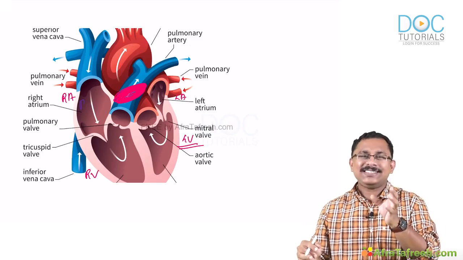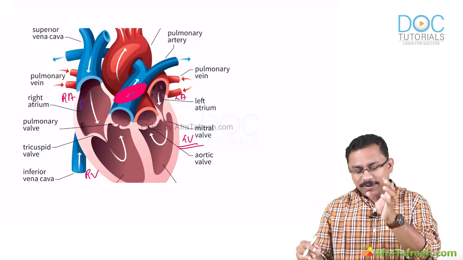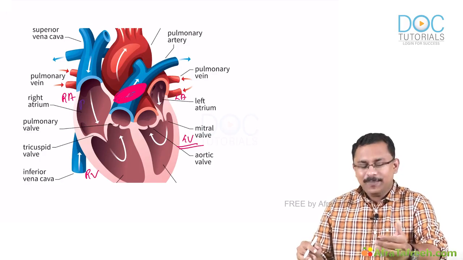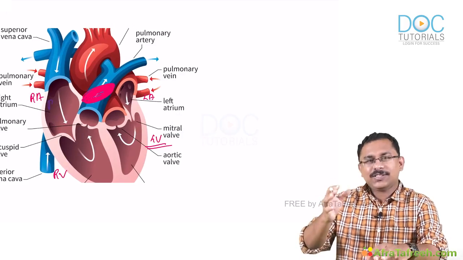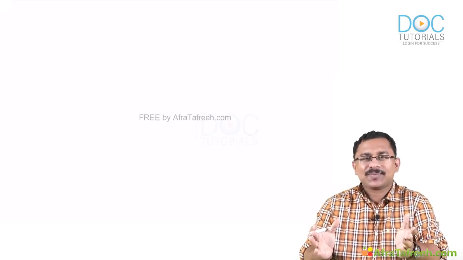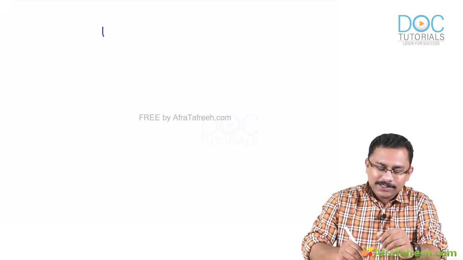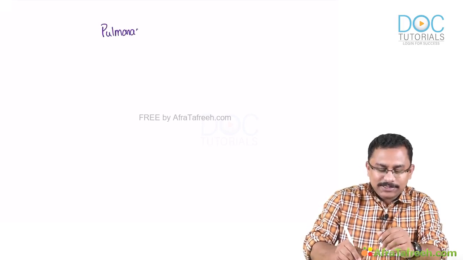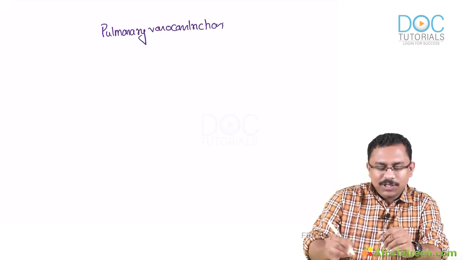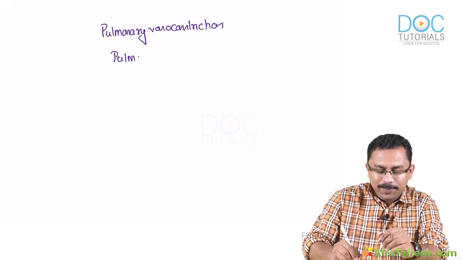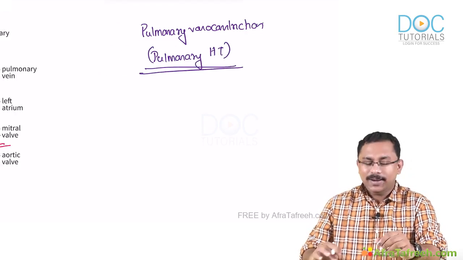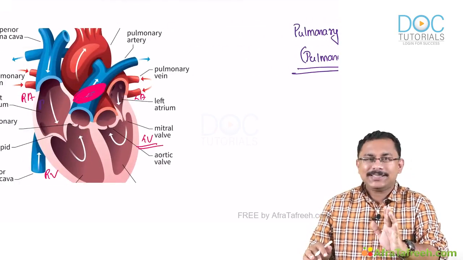So what happens is that there is an obstruction of the flow from the right ventricle through the pulmonary artery to the lungs. As a first step, because of this occlusion, initially there will naturally be a hypoxia, and when there is a hypoxia, there occurs a pulmonary vasoconstriction, and subsequently a pulmonary hypertension happens. So that happens as a first step.